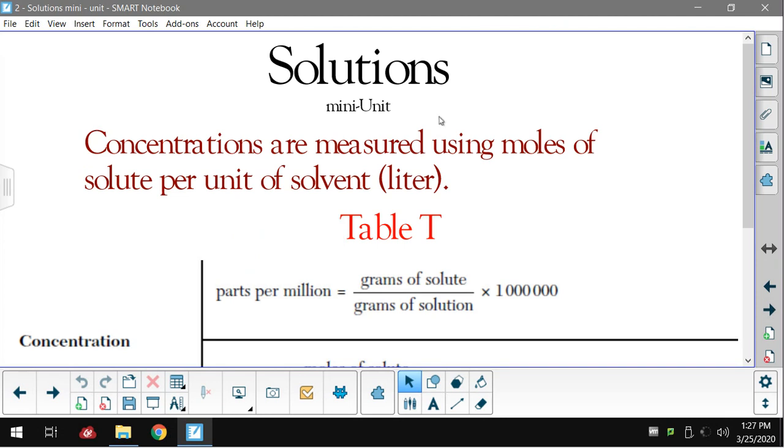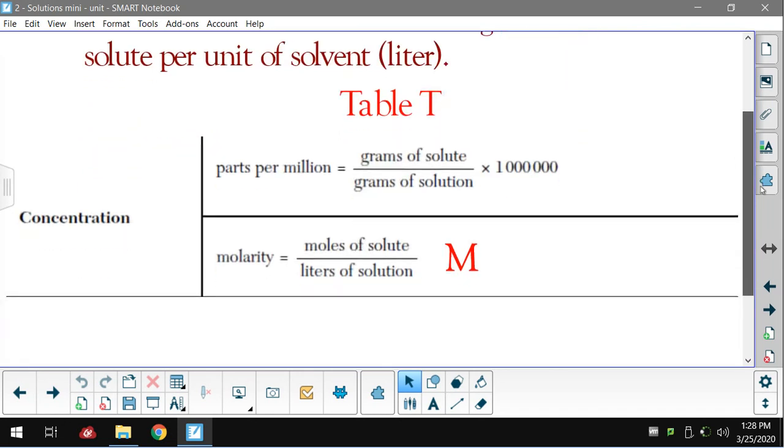Solutions are talked about in terms of concentrations. Concentrations are measured either using moles per liter, which is called molarity, and both of these are found on Table T, or concentration, how much stuff is in it, is measured in parts per million. Parts per million you've probably heard of. That's the grams of this divided by the grams of that times 1 million. That's how you get the parts per million.